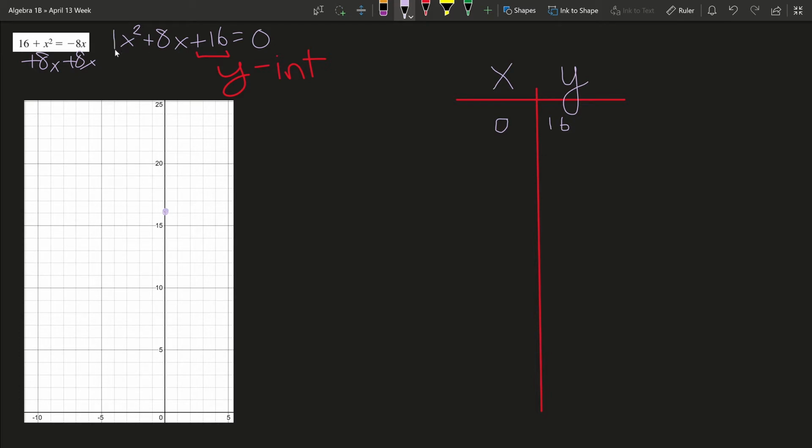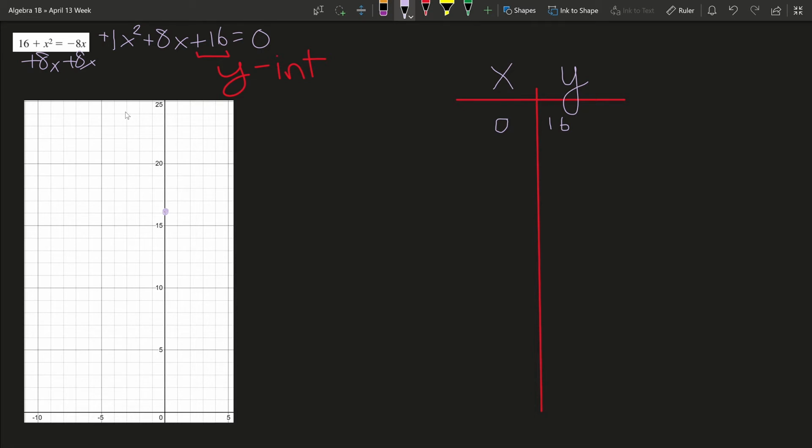Even though there's no 1, there's an invisible 1 here, and that 1 is positive. If it was negative, we would have had negative x squared. But since there's nothing written, we assume it's positive, and that a is equal to 1. So we know that our graph's going to be facing upwards, right? A positive a value means facing upwards, and if it was negative x squared, meaning negative 1 is our a, then our graph would have been facing downwards.